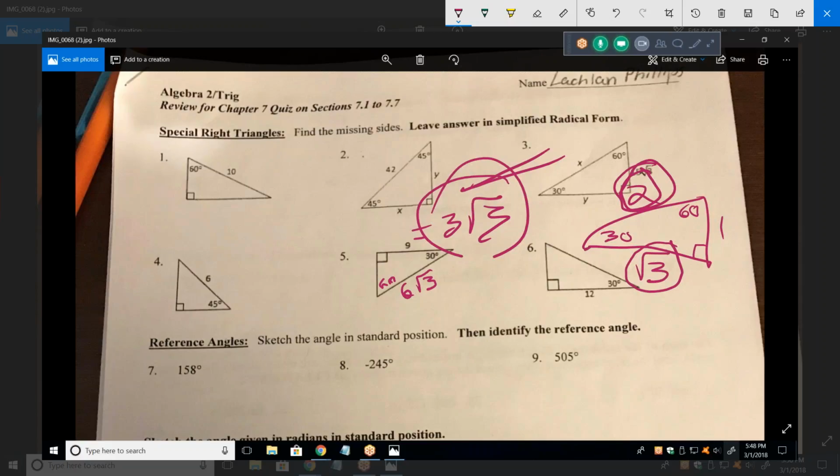Now tell me what the side opposite the 30-degree angle should be. It'd be 3 root 3. Yes, exactly. In other words, you take your similarity ratio and you multiply it by that 1, because that 1 is the side that's opposite the 30-degree angle. Okay, let's do 6.